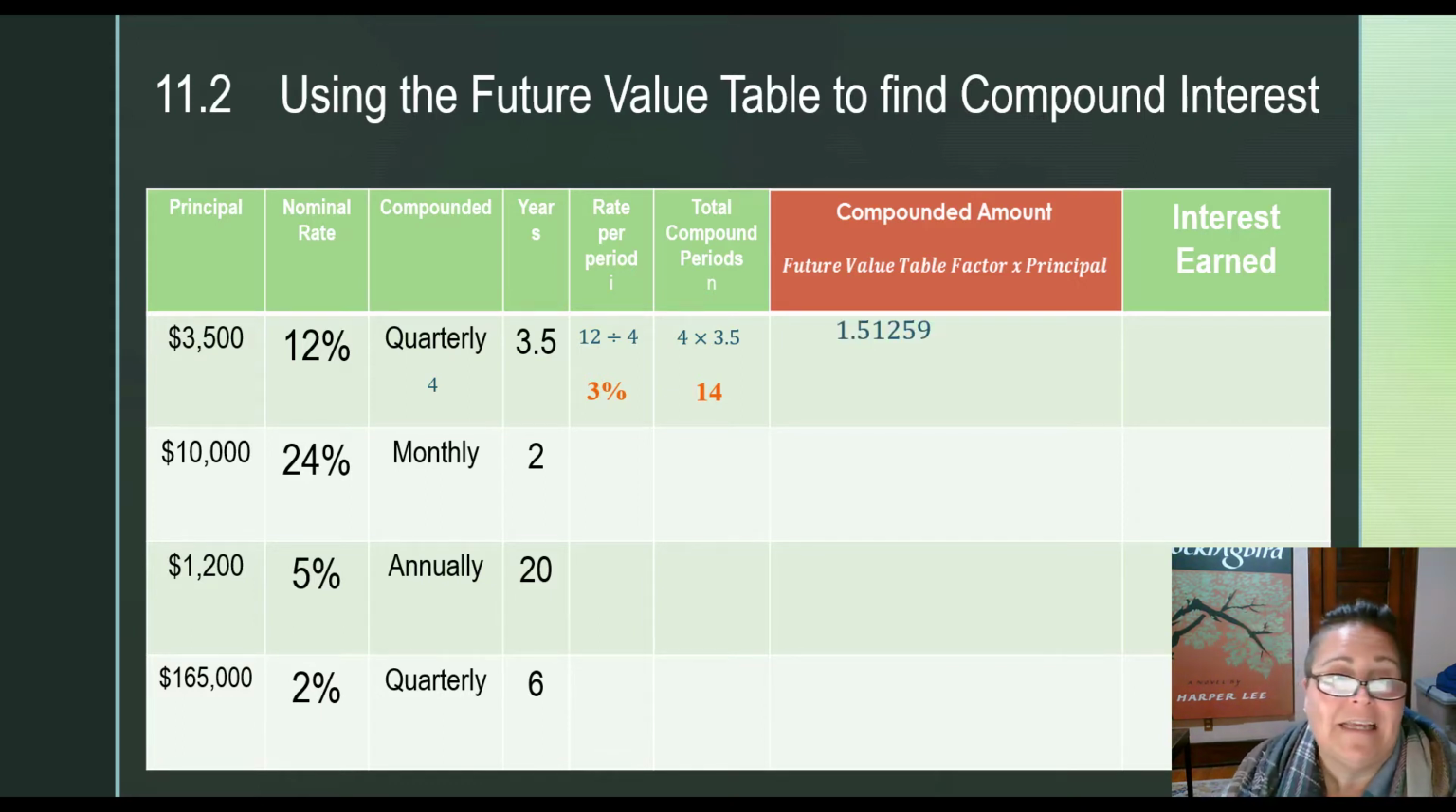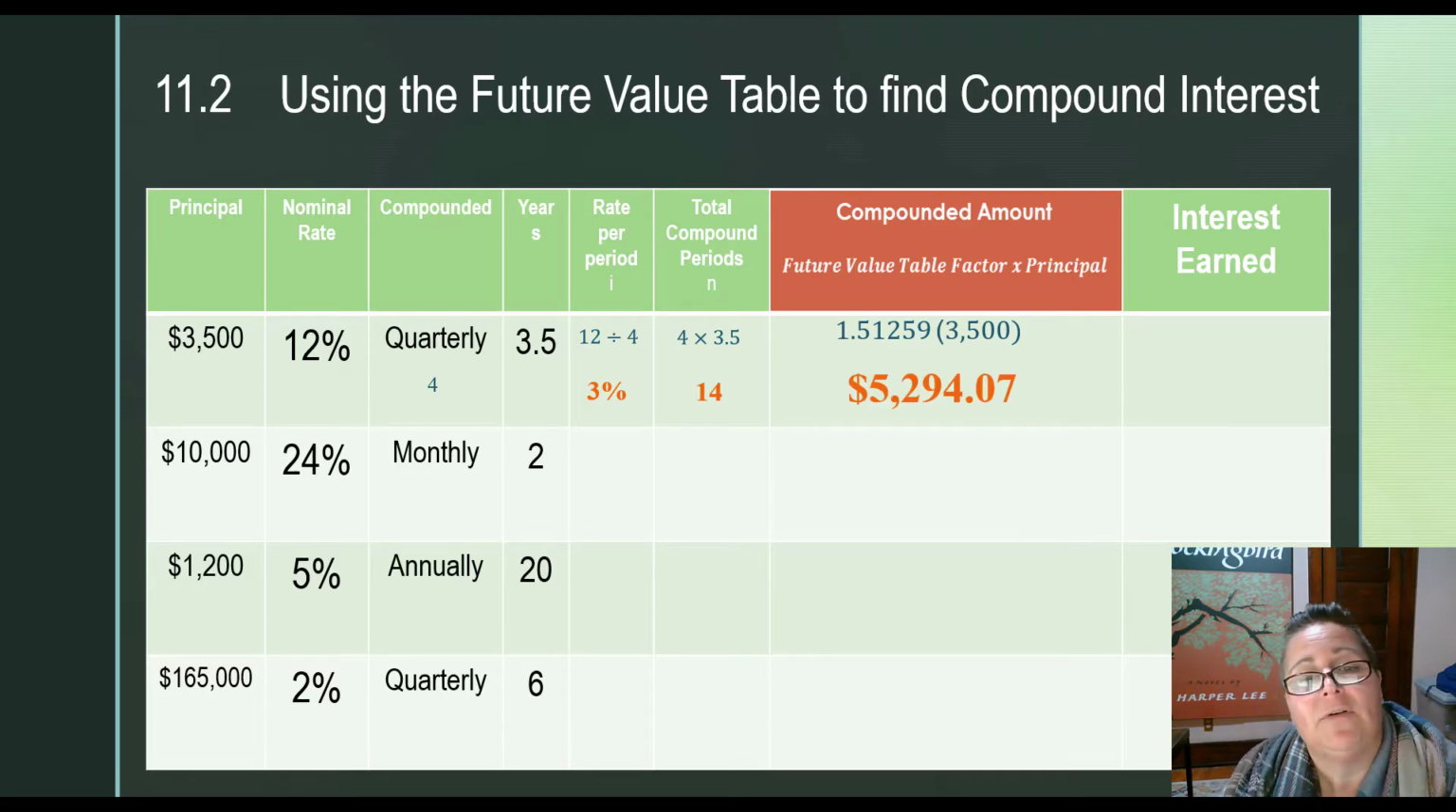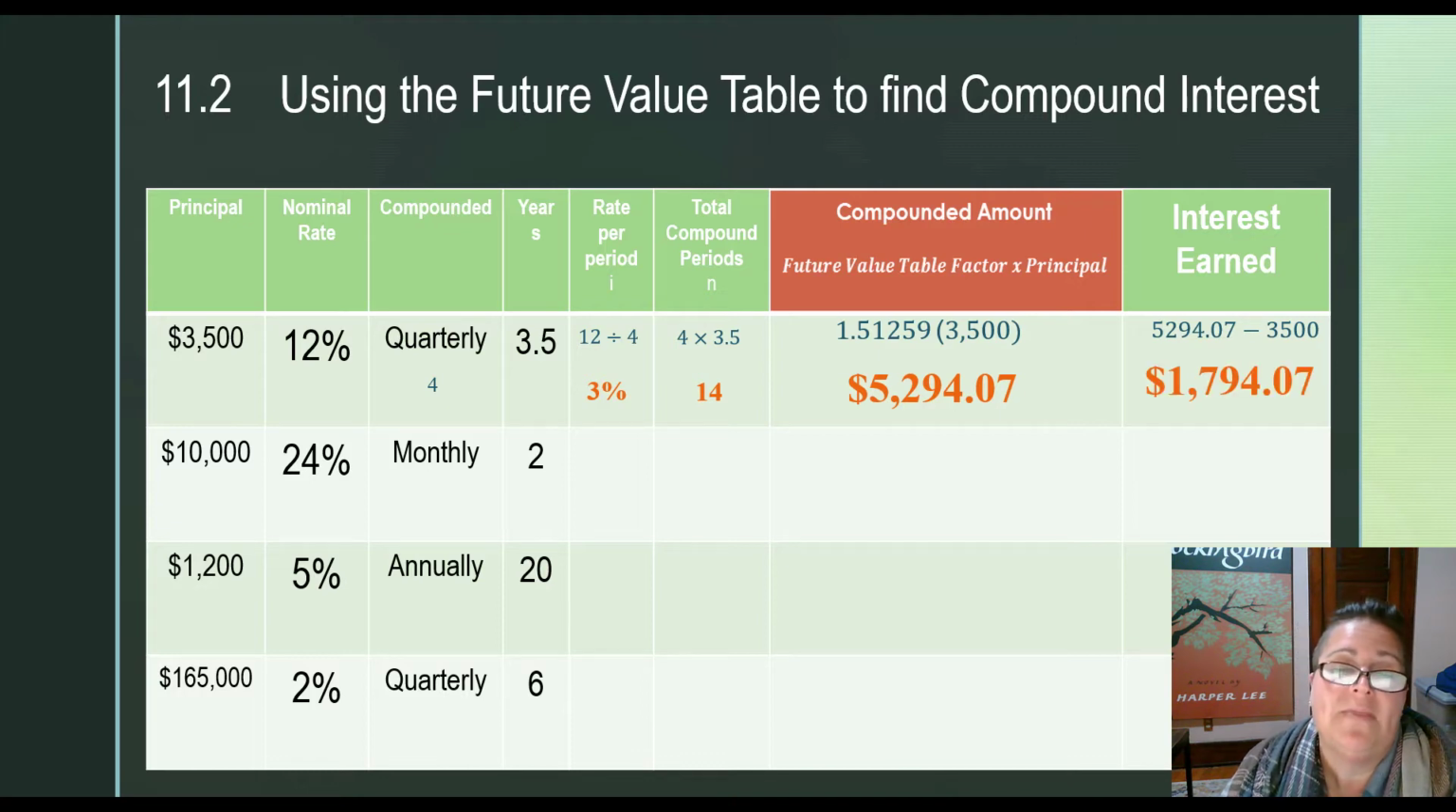And I'm going to find a table factor in the future of 1.51259. That needs to be multiplied by the principal of 3,500 to get a compounded amount of $5,294.07. Our interest then would be the difference between the principal and the compounded amount, or $5,294.07 minus the $3,500, for $1,794.07. The remaining 3 problems or examples here, I am just going to click through as I have before.